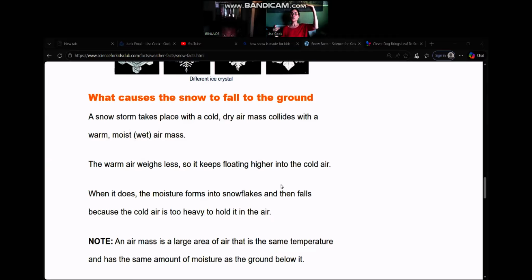Okay, so look, does the warm air go down or up? Warm air likes to go up. Cold air likes to go down. Okay? So warm air up, cold air down. Okay? Keep going. Read the next part.